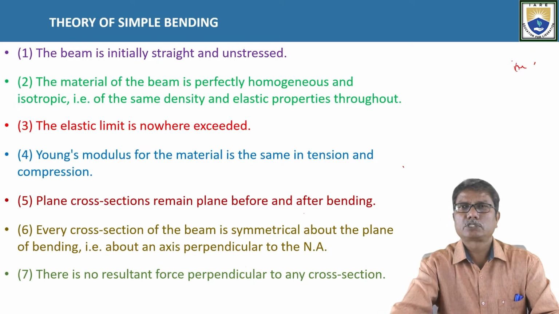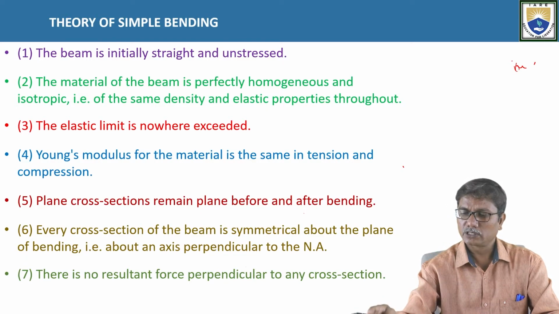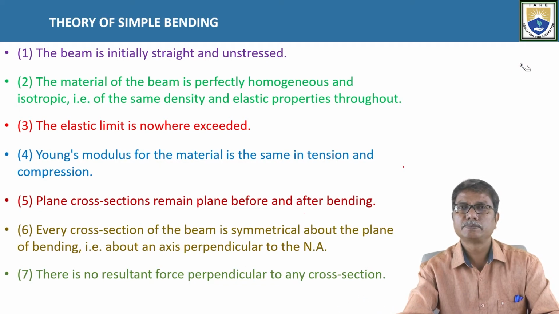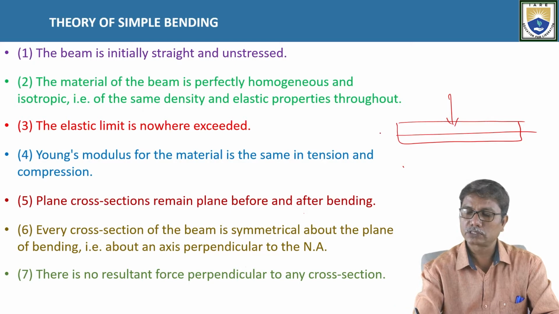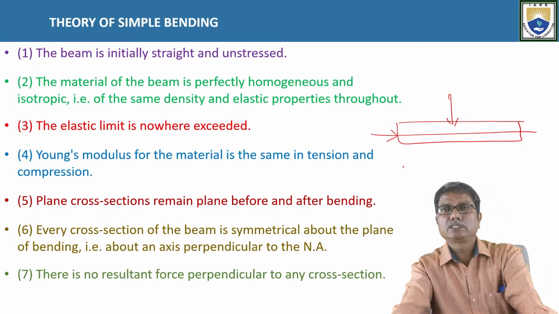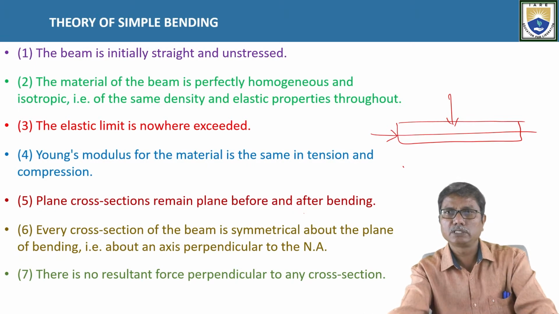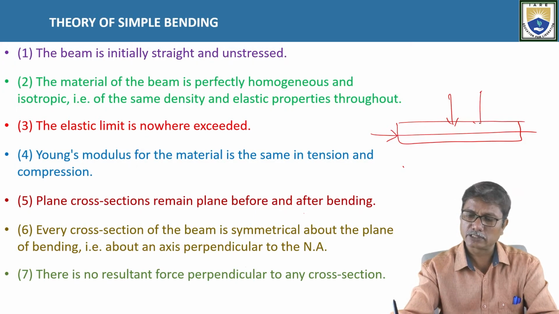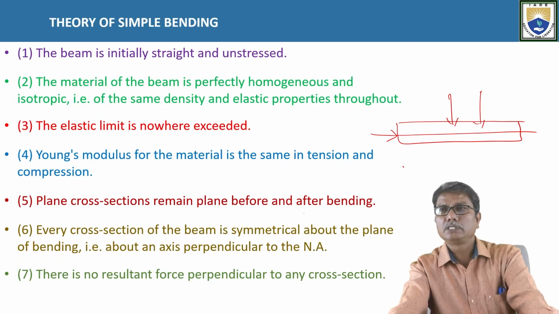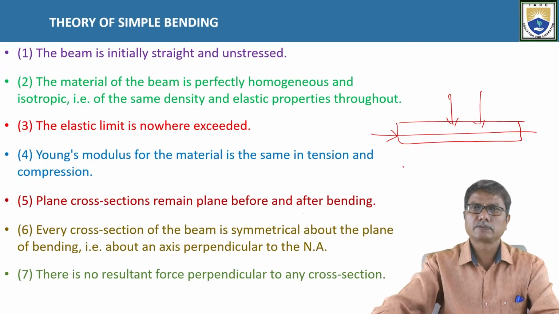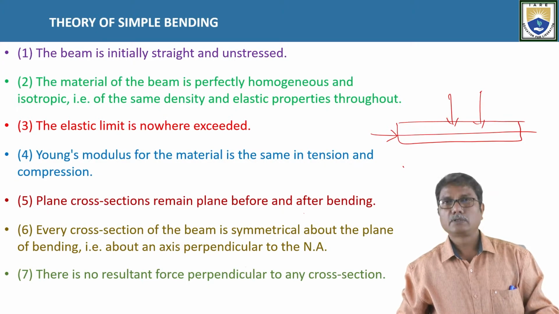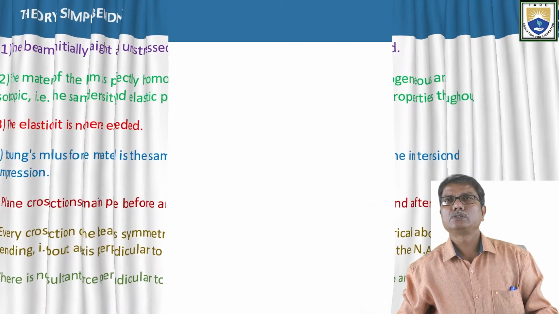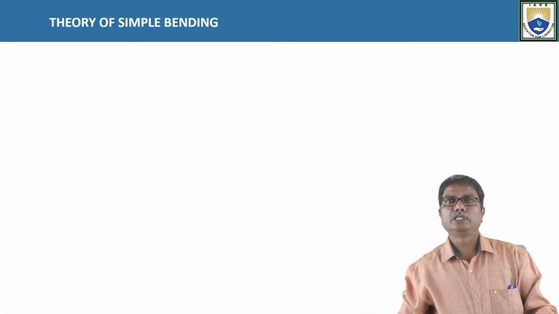And there is no resultant force perpendicular to any cross section. So the forces are assumed to be transverse in beams. Okay, that means the forces are perpendicular to the axis of the beam, and there is no resultant force perpendicular to the cross section. So the forces are perpendicular to the axis of the member. So these are the assumptions made in this theory of simple bending. So with these assumptions, we'll proceed to derive the equation of simple bending.